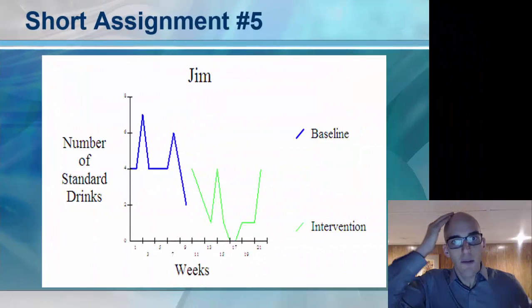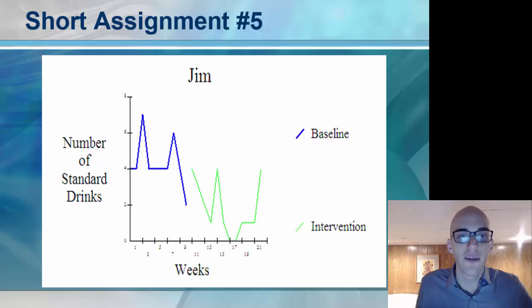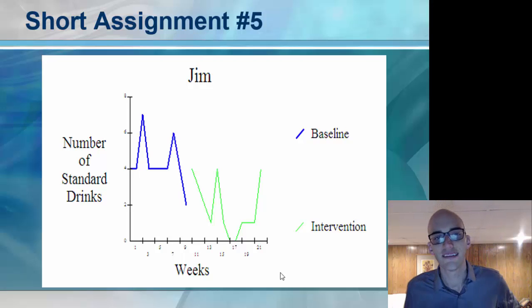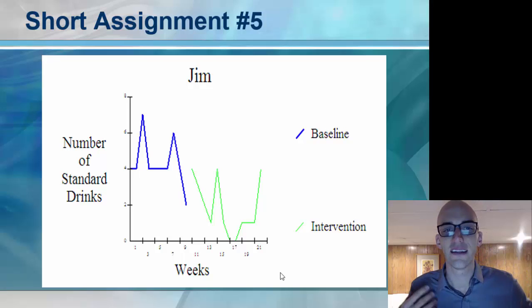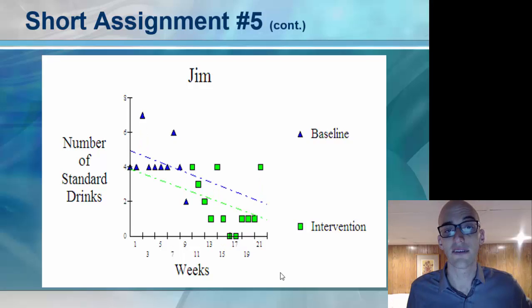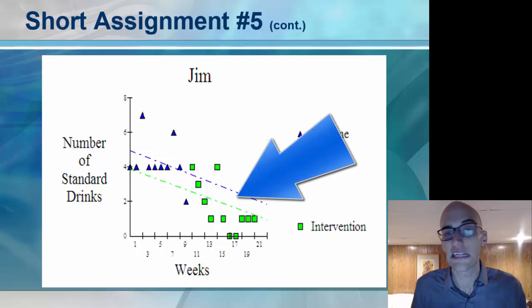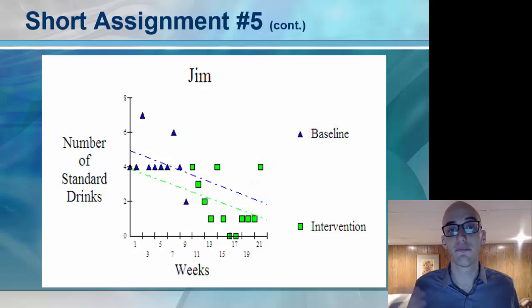And so just to wrap up, talking about short assignment number 5 here, I've got a write-up of this in my slides, but here I see during the baseline phase, it looks relatively stable, but I don't really see too much of a trend in either stage here, or in either phase here. But if we were to use the acceleration line, we could see that there's an accelerated rate of reduction. So our intervention phase looks like it helped to make a significant reduction in the number of standard drinks consumed in each of these weeks.